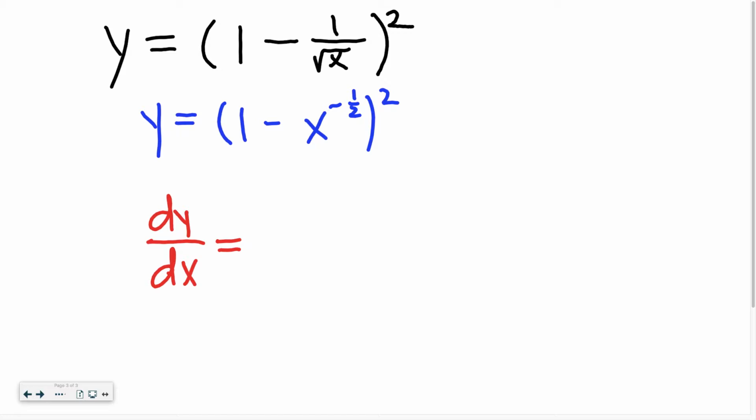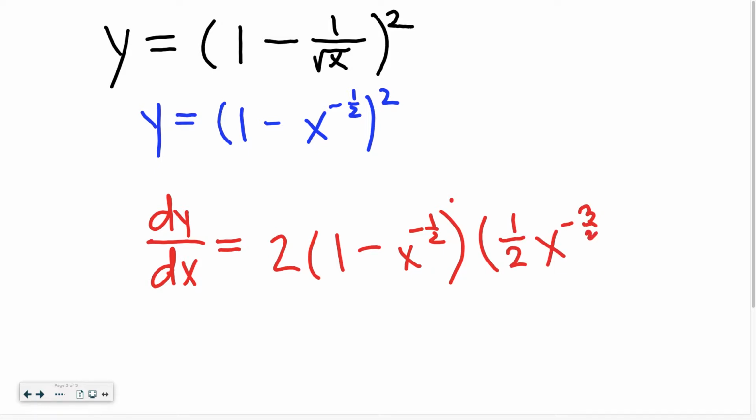Okay, Courtney, talk us through how your table did it. So slap the 2 in front. It's to the first now, and then times the derivative of the inside, so we just did 1/2 x to the negative 3/2. All right, this is pod 1's derivative. Do you agree? Good.